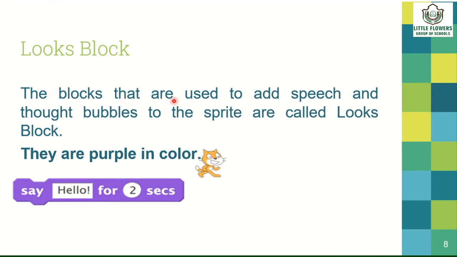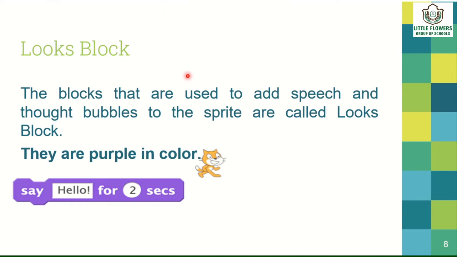Now next is the look block. The blocks that are used to add speech and thought bubbles to a sprite are called look blocks. If you want to add speech in your project, or if you want to add bubbles in your project, in that case we use a look block, and they are in purple color.